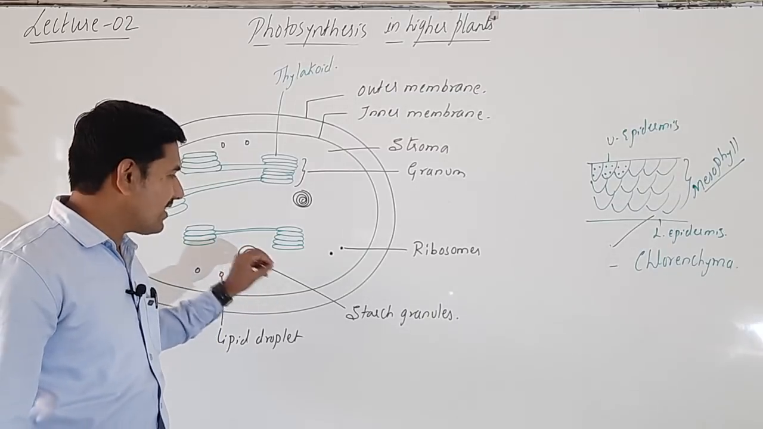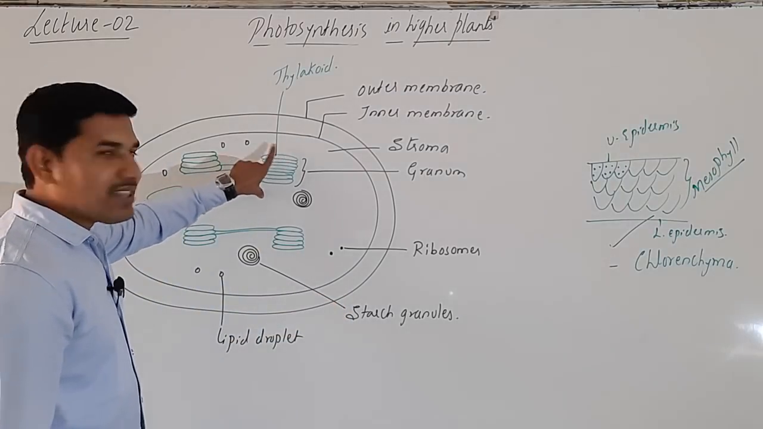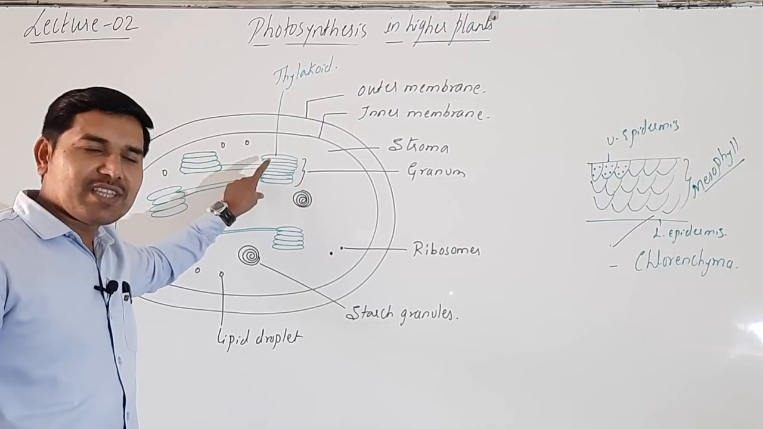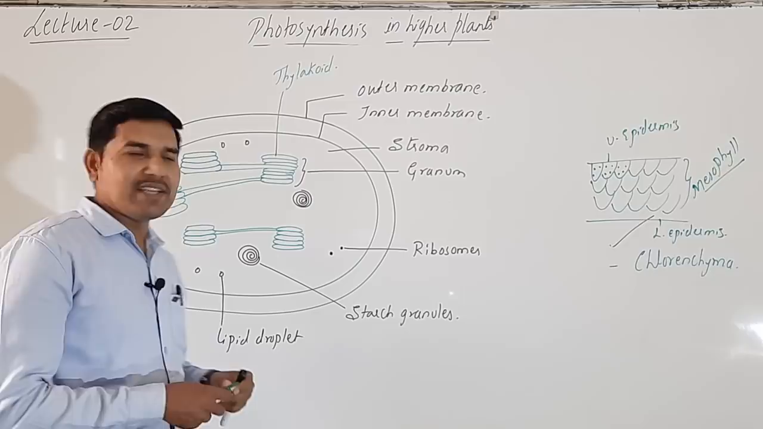Okay, so starch is the reserve food material in the plants. Now the membrane of the thylakoid produces the energy in the form of ATP as well as NADPH.